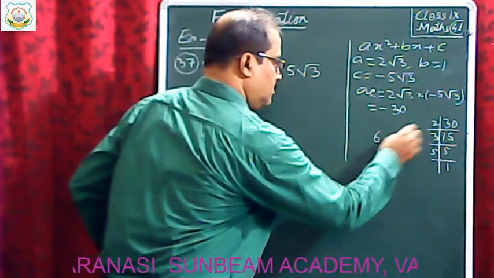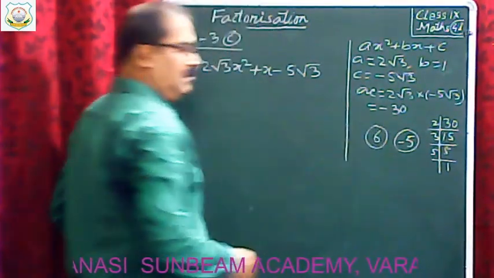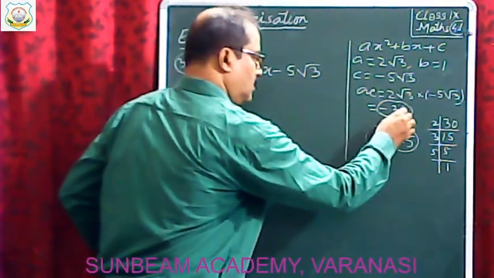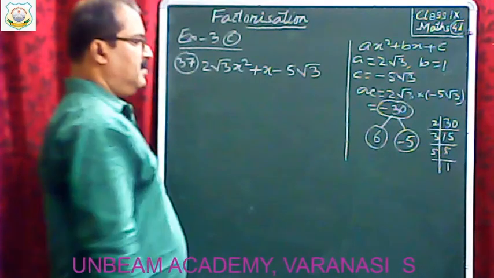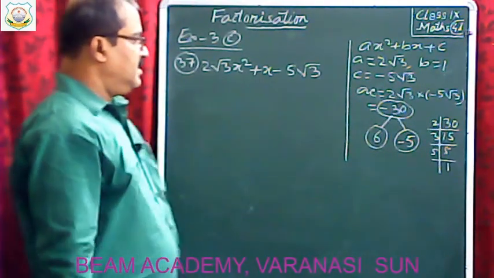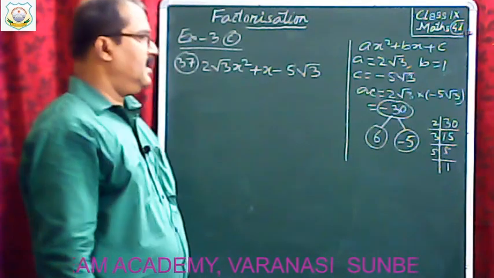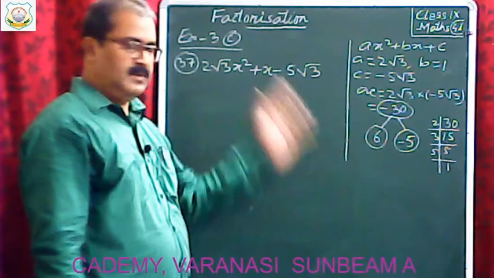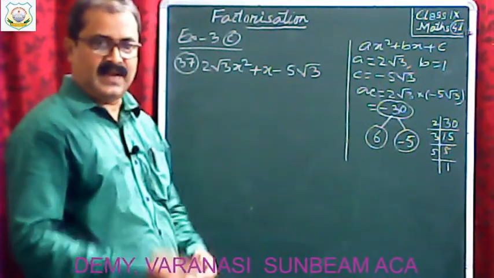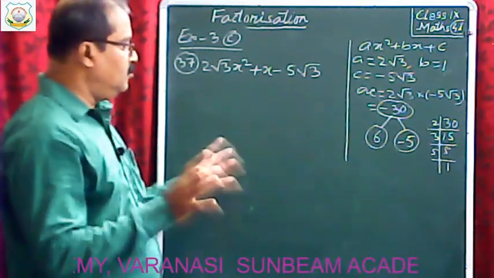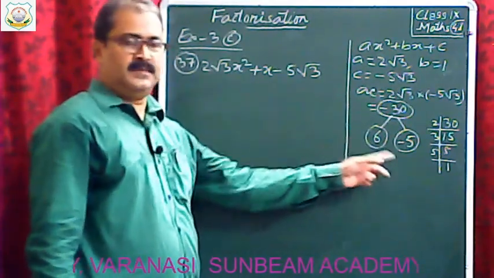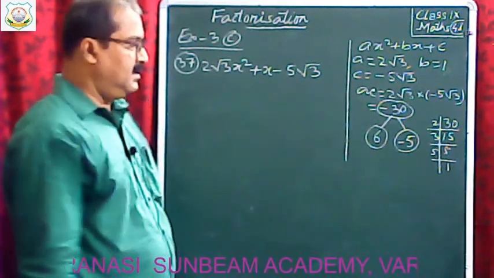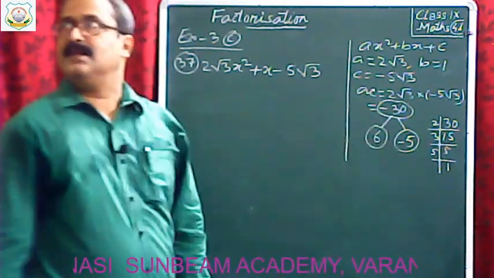So 6 and minus 5, there are two parts of the product of AC, 6 and minus 5. We have to consider. Clear? In this way, first of all, you have to identify ABC, thereafter find the product of AC, factorize, and rearrange the factors and express them as two parts such that addition or subtraction of the parts must be equal to B and product is same as AC. So 6 into minus 5, again we get minus 30.